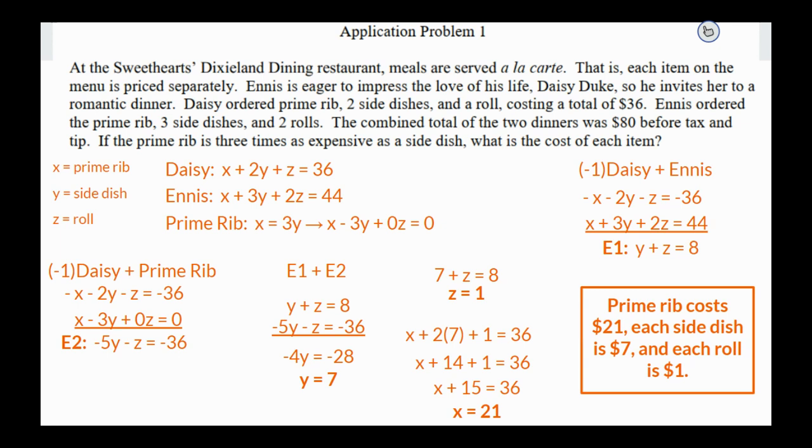Oh my god. Hey, you should get that the prime rib costs $21, each side dish is $7, and each roll is $1. That's what I got. Yeah, that's the value. Okay, that's what you should get on the first one. So notice when it was a word problem, I did not get my answer in an ordered triple. Can't you just say like prime rib equals $21? That wouldn't be a sentence, though.